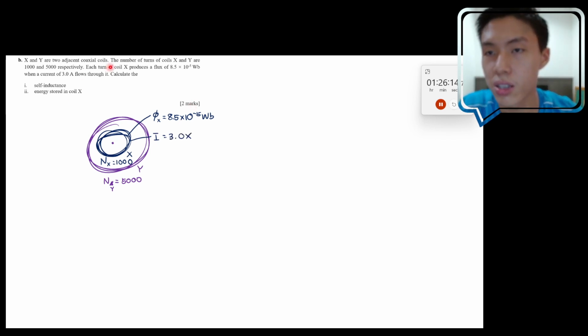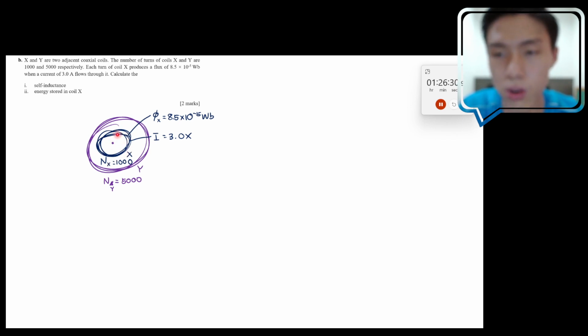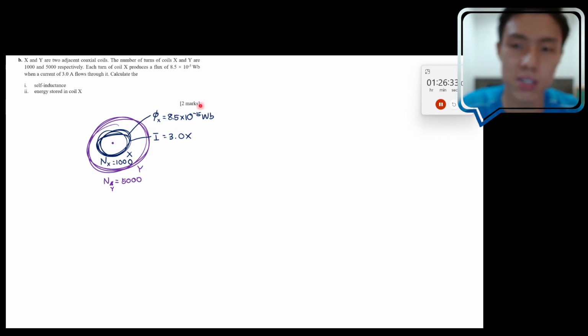Each turn of coil X produces a flux of so and so. This flux is produced by coil X because there's current flowing in coil X. There's current flowing here, that's why there's a magnetic field produced by the current. And the magnetic field also passes through the same coil, coil X. That's why there's magnetic flux over here.